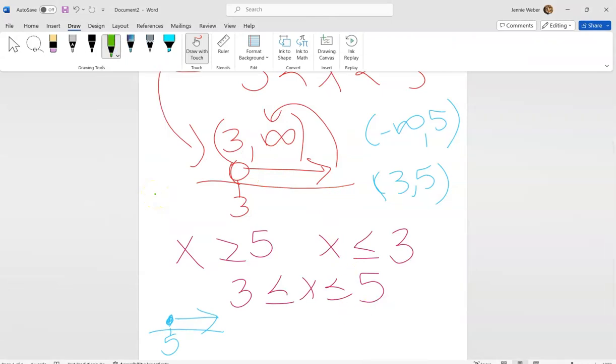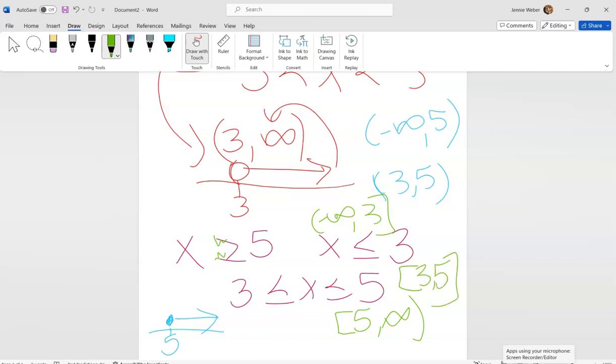When I come back over here and look at this one, it's going off to positive infinity. Bracket 5, infinity, but infinity is still a parenthesis because we never use a bracket for infinity. Infinity will always be a parenthesis. This one here, I'm going to start at negative infinity, and then I include that 3. That 3 is part of it. This one would be bracket 3, 5.